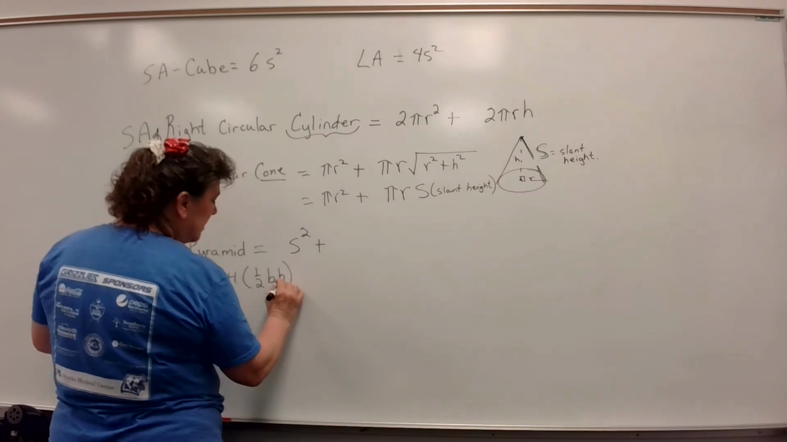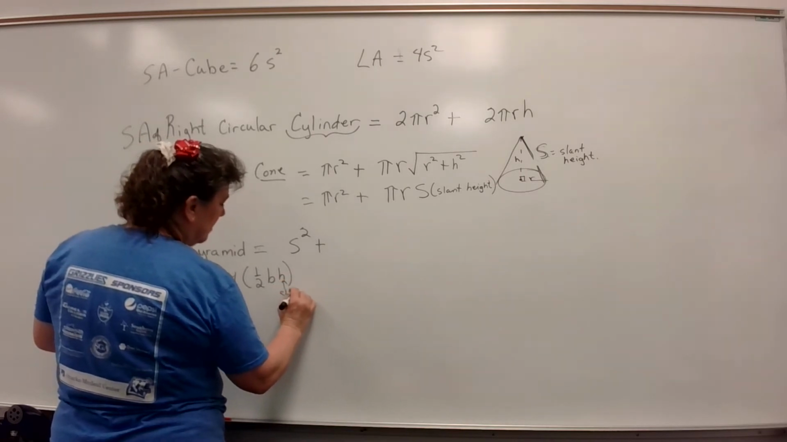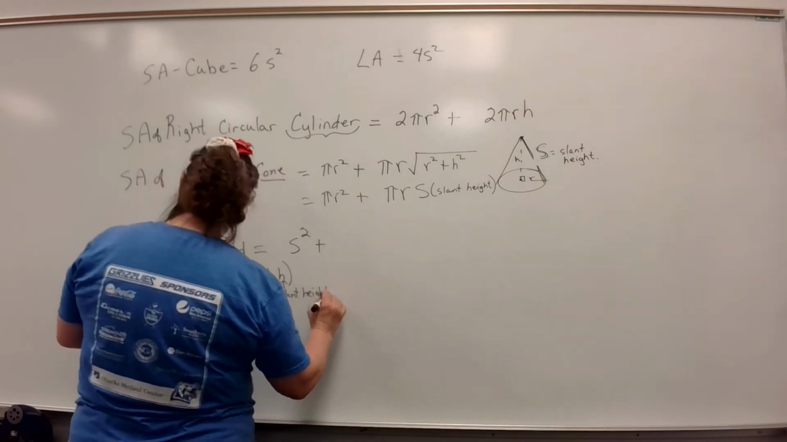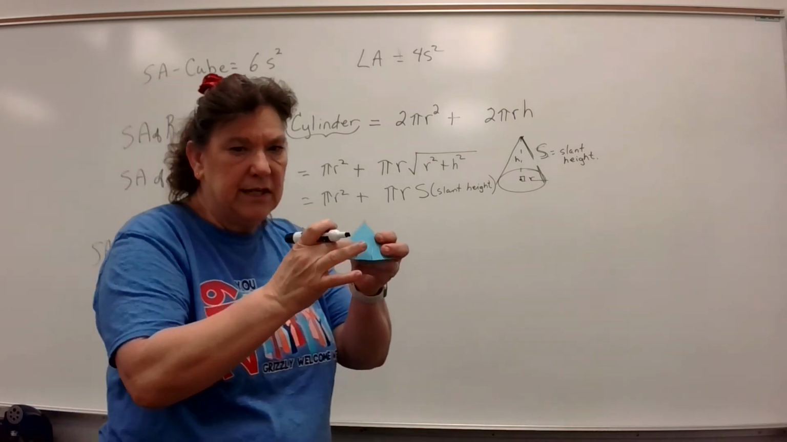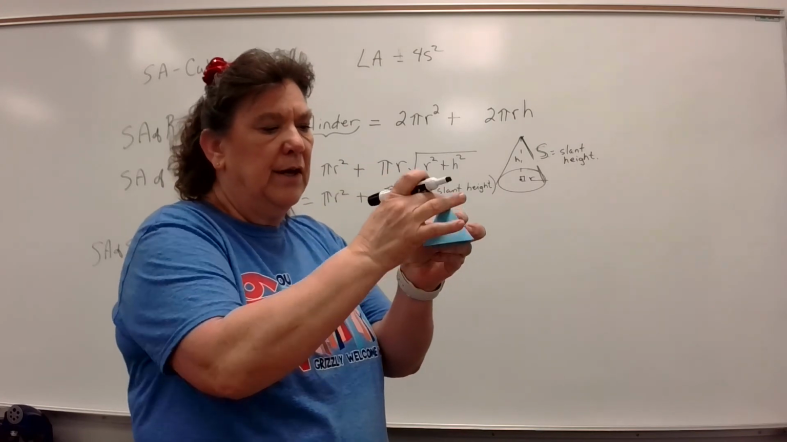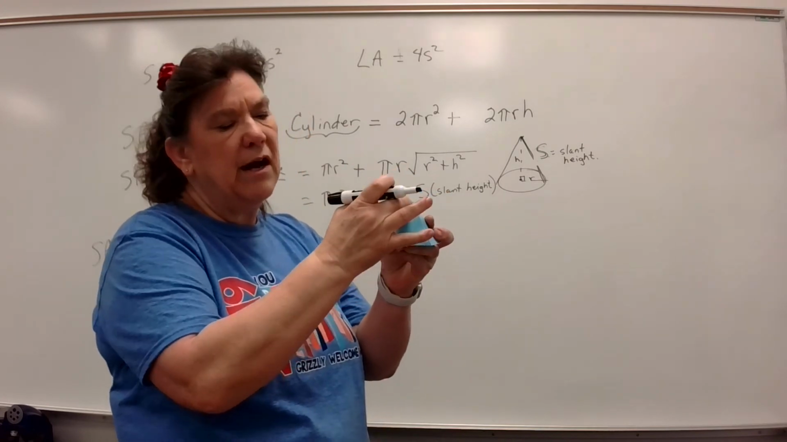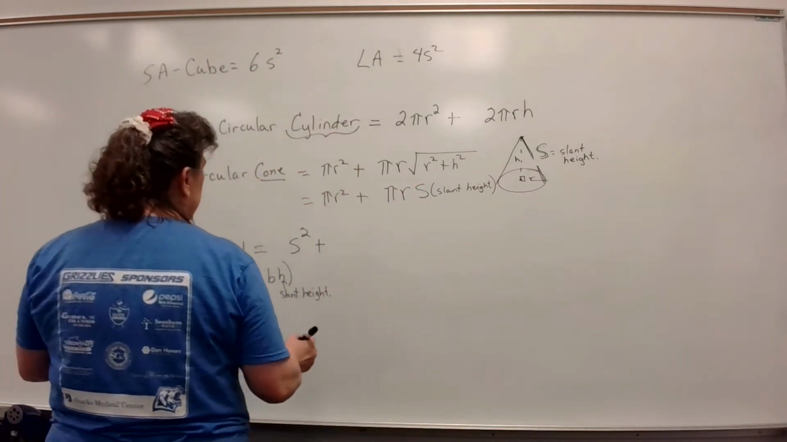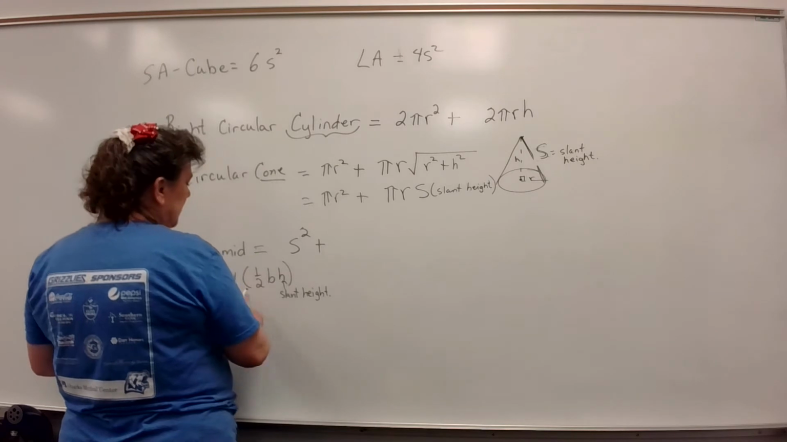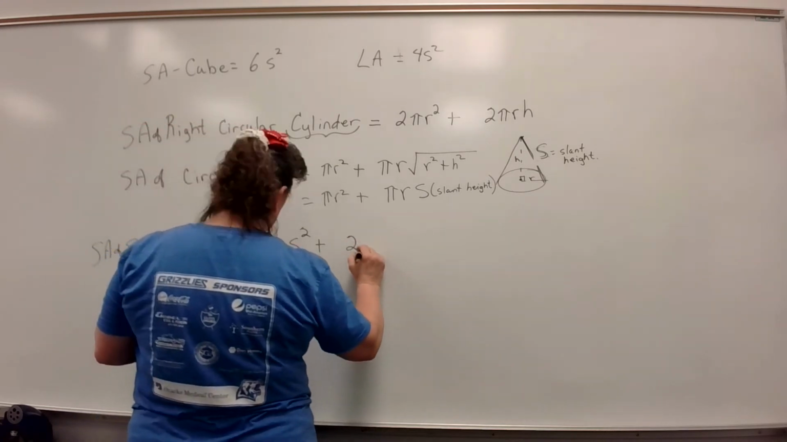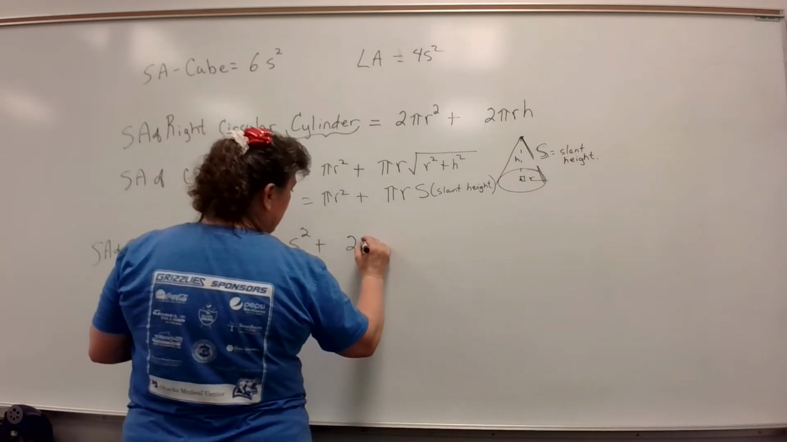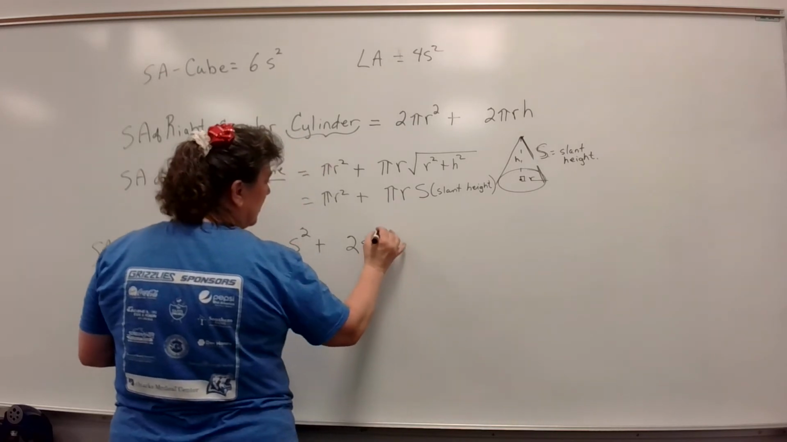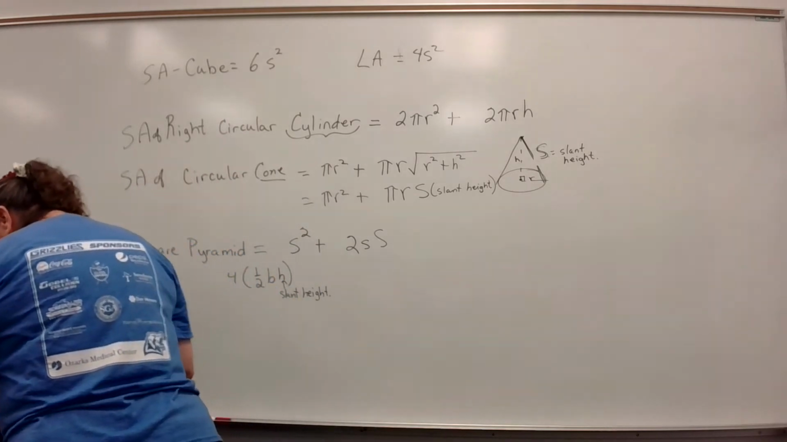This height is your slant height of your side, okay? So, in other words, it's this here. This is the slant height here. And we would need to know the slant height to know that. So if we know the slant height, it's 4 of them times 1/2, which gives you 2, times my side times my slant height. And again, we're going to use the capital S for the slant height.